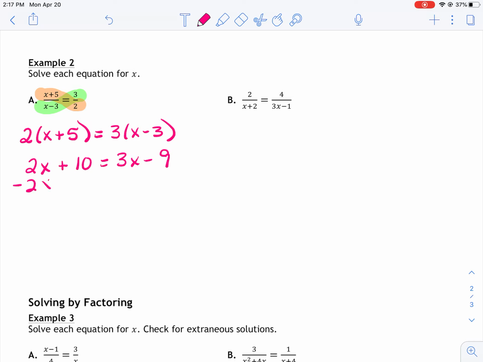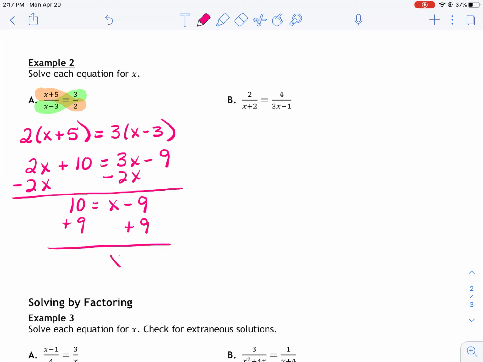And then I'm going to subtract 2x from both sides because I like to keep my x's positive. I get 10 equals x minus 9. And then the last step is to add 9 to both sides, and I get x equals 19. Okay, and notice 19 minus 3 is 16, so I don't have an extraneous solution, so my answer is just x equals 19. I'm going to go ahead and highlight that. All right, go ahead and try the next one. Pause the video, try the next one.